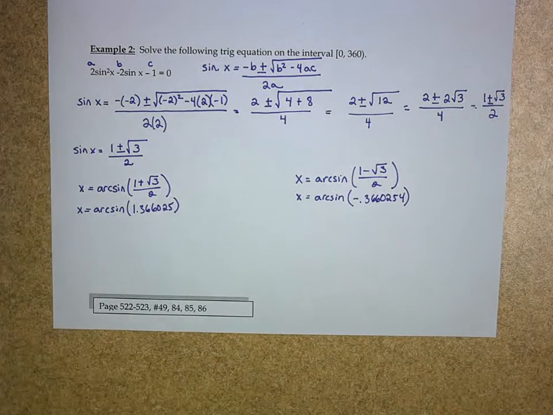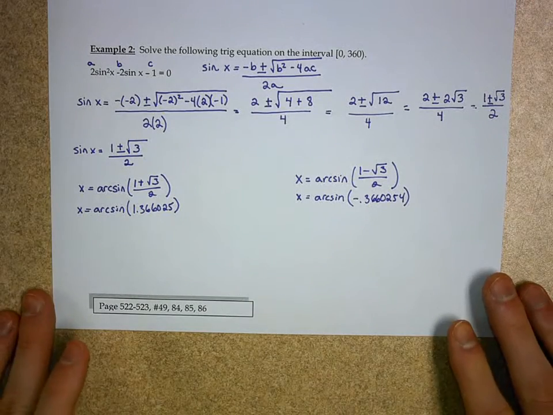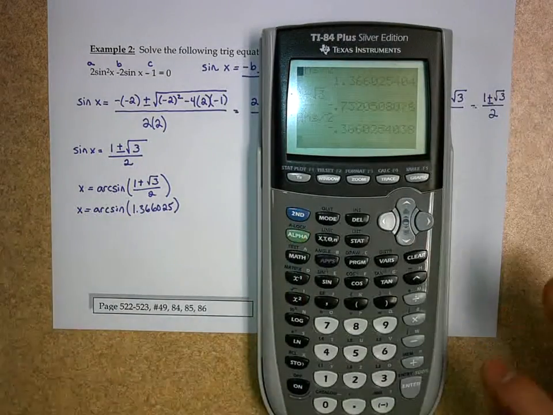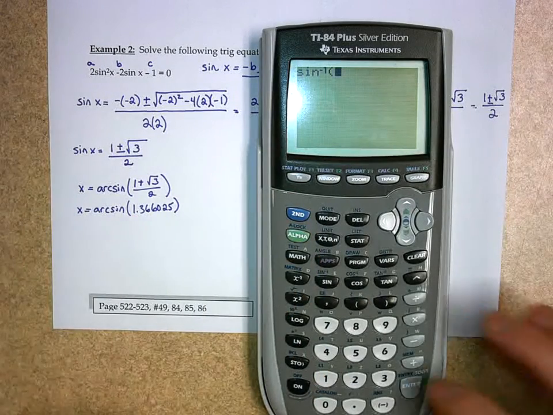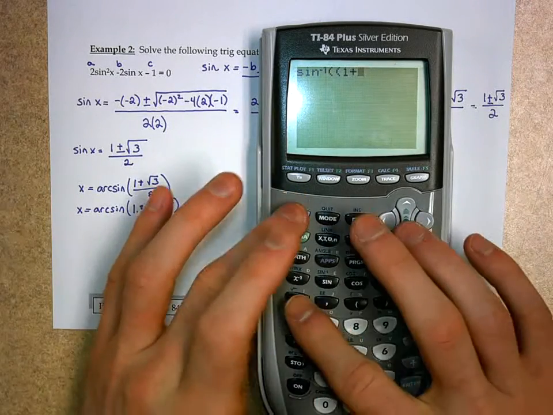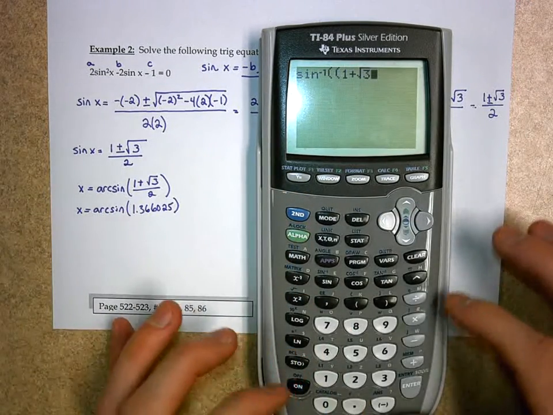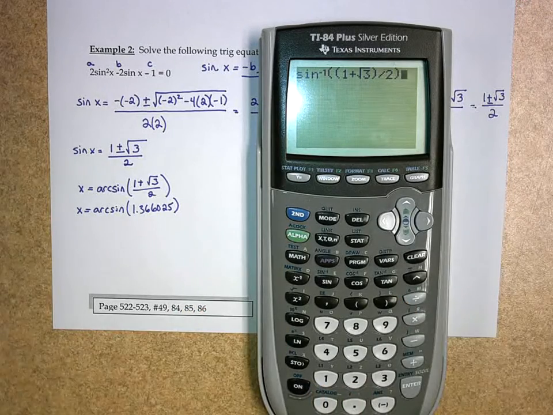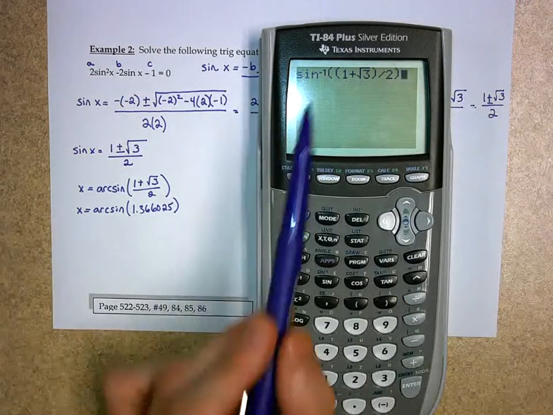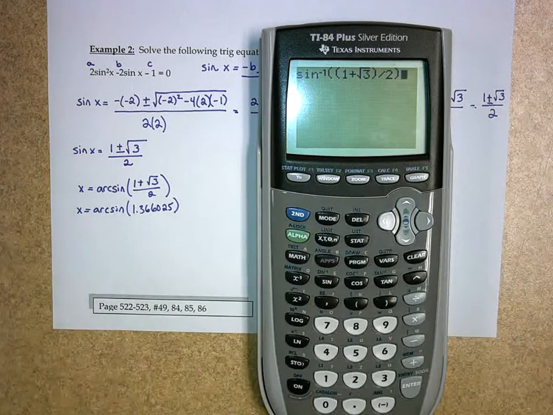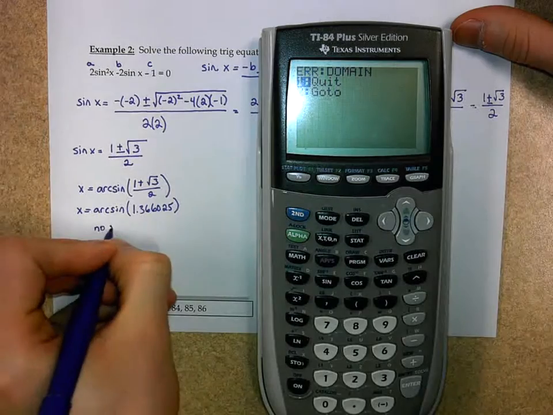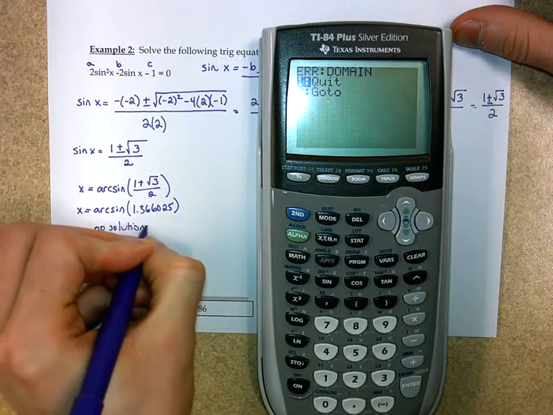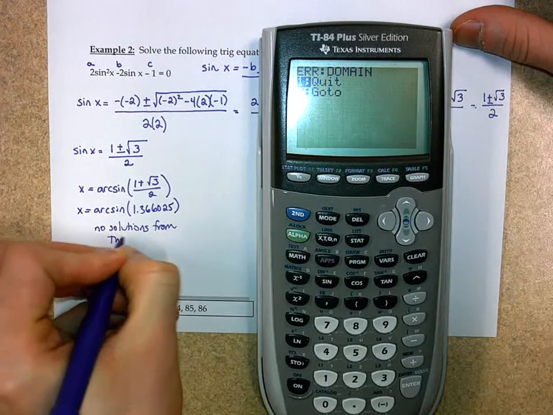Or you could just take the arc sine of the entire thing if you're sure you're not going to enter into the calculator wrong. So the first one that we have is we're going to do the arc sine, and it's of 1.366, but I'm going to plug in the exact value. 1 plus the square root of 3, and that's going to be divided by 2, all inside the parentheses. I want to put the parentheses around the entire numerator so that that's grouped together. And I can see there that I get a domain error. So this part right here, we're going to get no solutions from this equation.